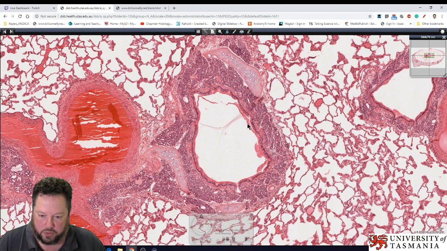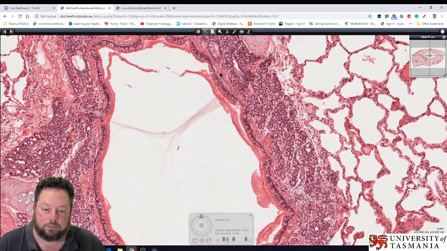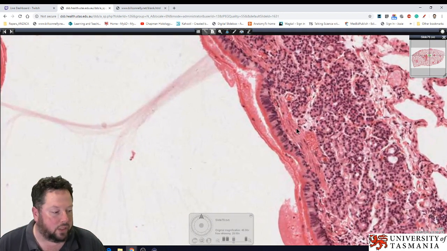These are seromucous glands. The thing that we can see now is a new layer here. Can you see this very pink tissue here? This is smooth muscle now.